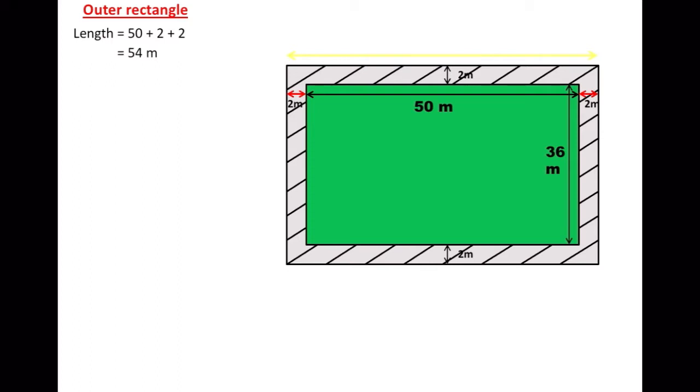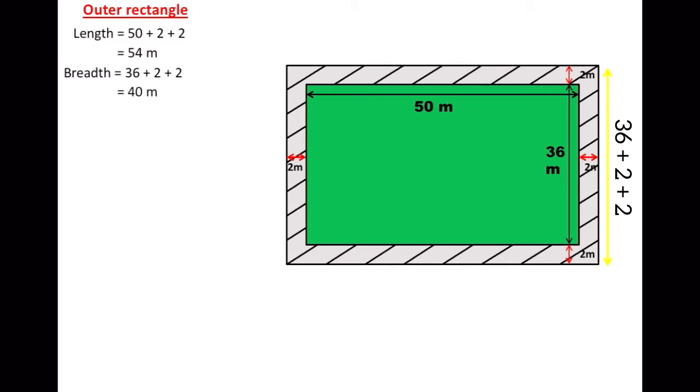Similarly, if we add the width of the path, that is 2 meters, on both sides to the breadth of the inner rectangle, we would get the breadth of the outer rectangle. Hence, breadth is equal to 36 plus 2 plus 2, that is equal to 40 meters. Now that we know the length and the breadth of the outer rectangle, we can easily find out the area, which comes out to be 2160 square meters. Let's name this area as A1.